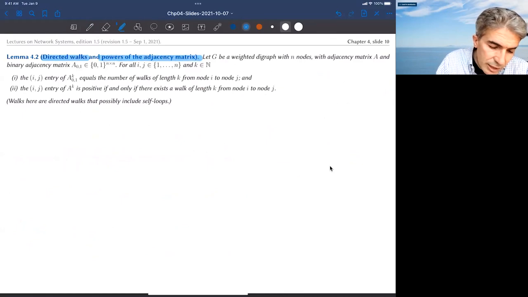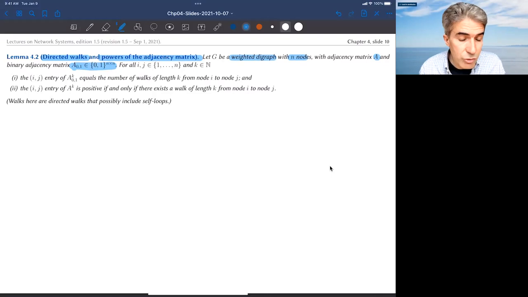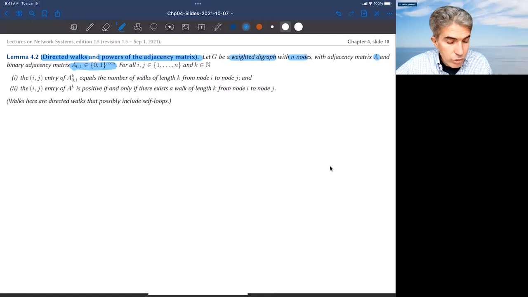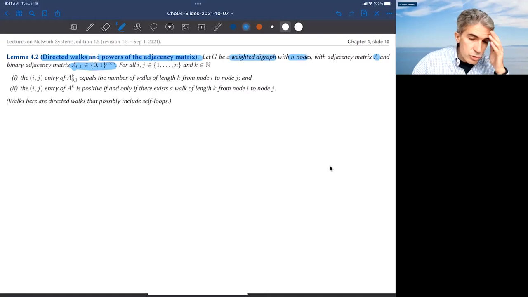And what does this lemma say? Well, you set yourself up, your usual setup, nothing surprising or new here: weighted directed graphs, N nodes, adjacency matrix A. There's one twist. For the matrix A, I'm also going to consider the possibility that the matrix is binary, and let me use the symbol A sub 0,1. Let's suppose that I want to write a version of this statement for a binary matrix. So then what happens?